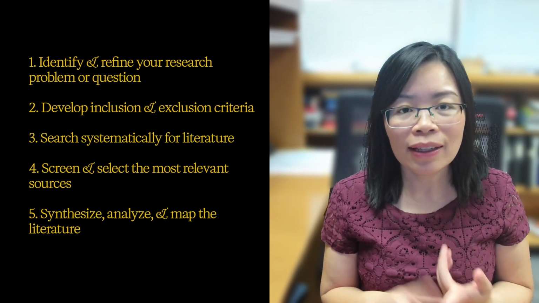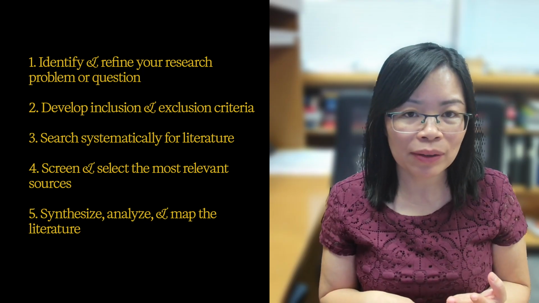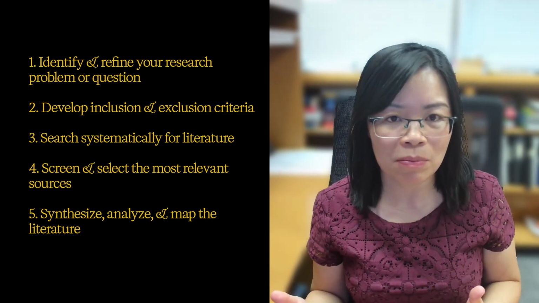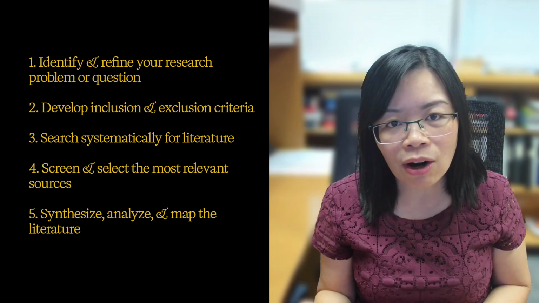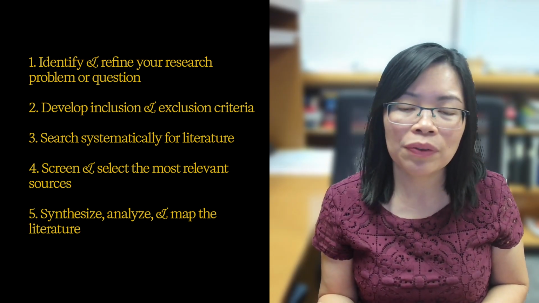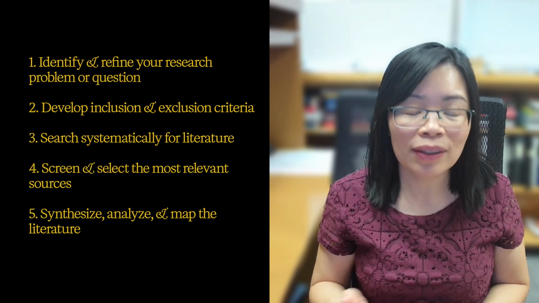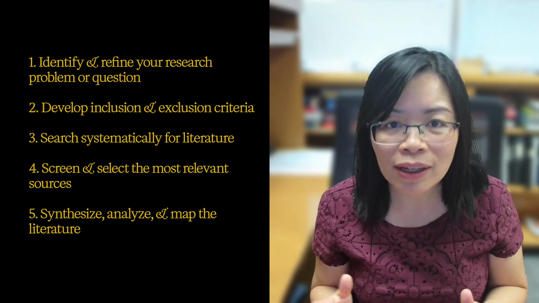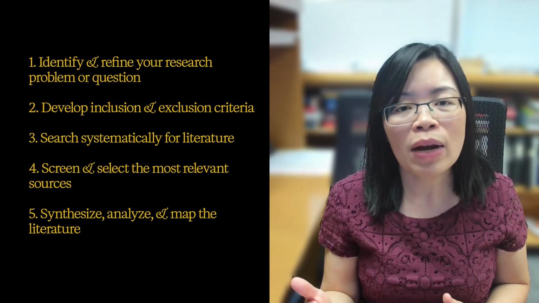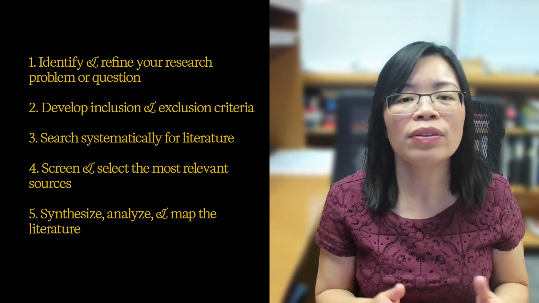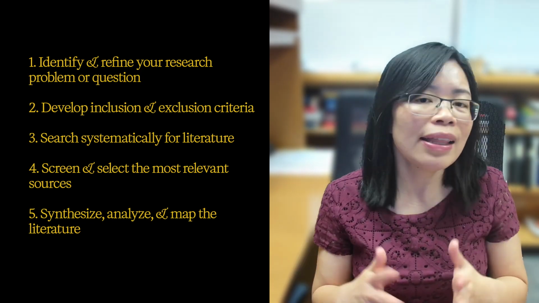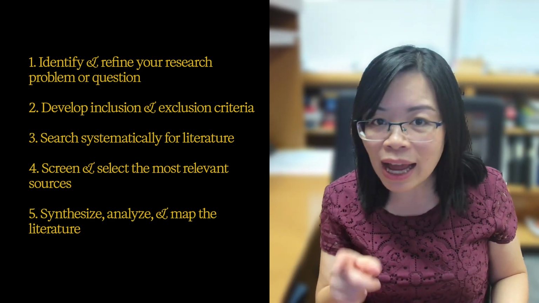Step 5, synthesize, analyze, and map the literature. Now we move from literature gathering mode to sense-making mode. Synthesis is the heart of a good literature review. But what does it mean to synthesize? It means you combine individual pieces into a coherent narrative. Instead of writing, Smith found this, Jones found that, and Lee found another thing, in a list, that's a summary of literature, not a synthesis.